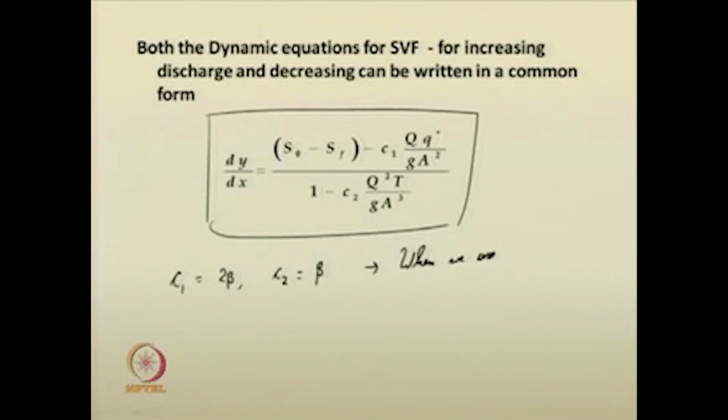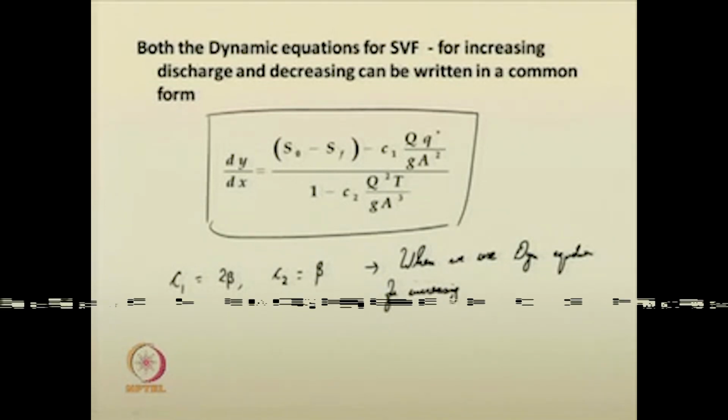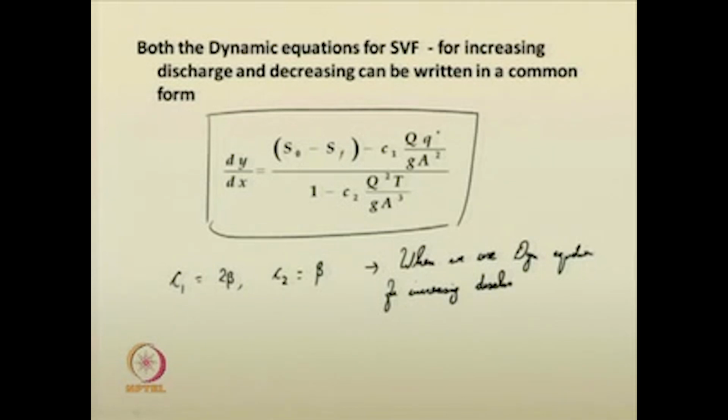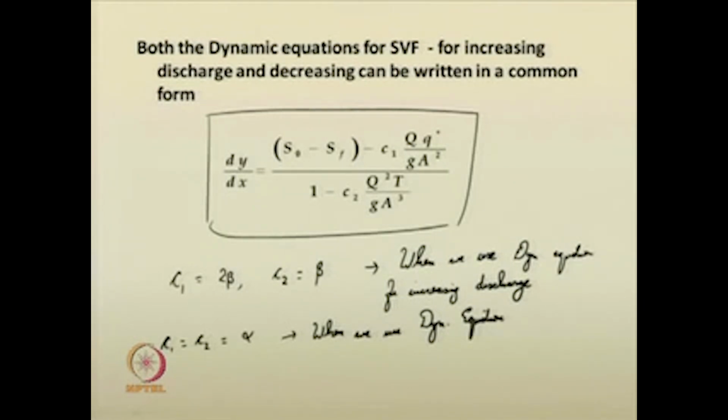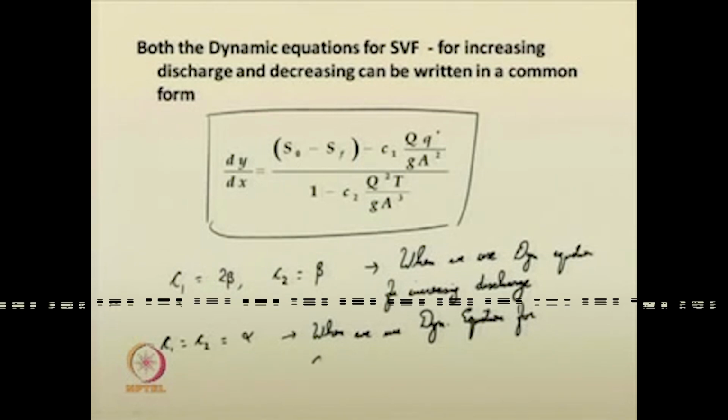when we use the dynamic equation for increasing discharge. Similarly, C1 and C2 both are equal to alpha when we use the dynamic equation for decreasing discharge.